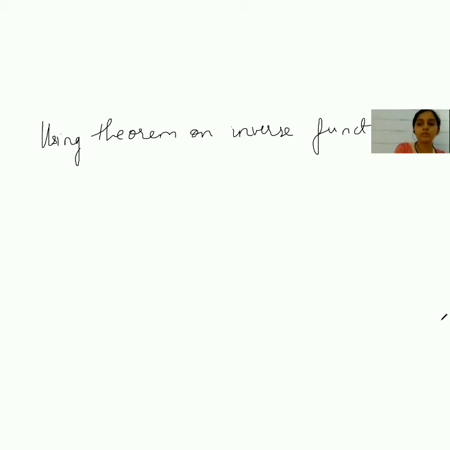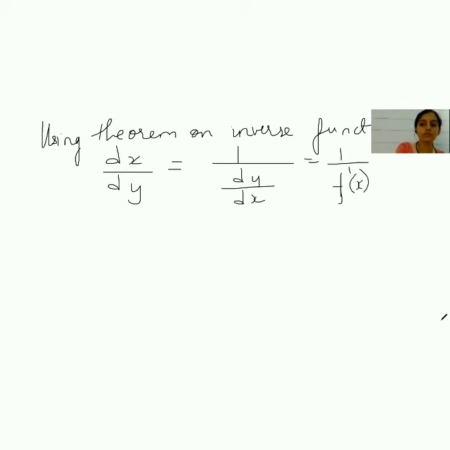What is the theorem? We are finding the inverse function, so we'll write dx by dy, that is x with respect to y, is equal to 1 upon dy by dx. Also, if you have a function f of x, you can write 1 upon f dash of x. And dx by dy can also be mentioned as f inverse x dash. So f inverse x is f of y, or you can call it a different function, g of x, and put it over here. This is the theorem.